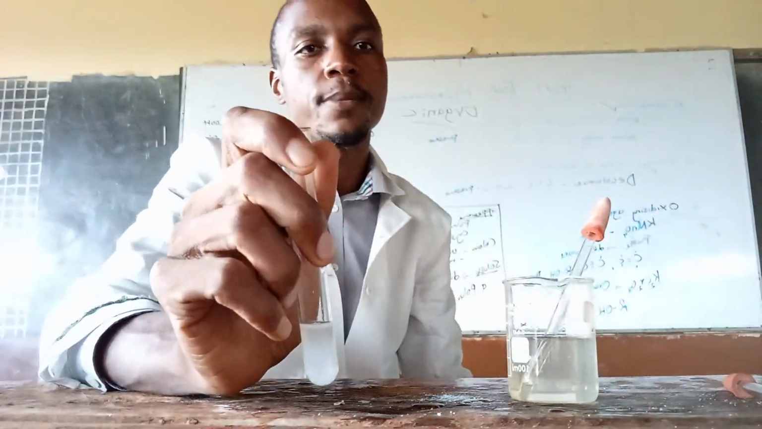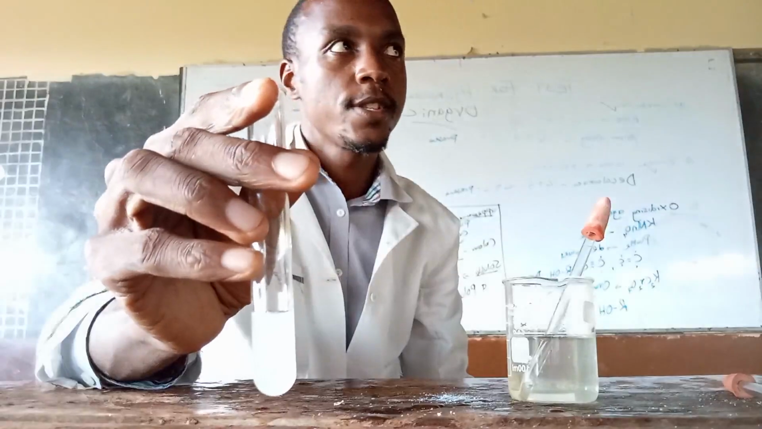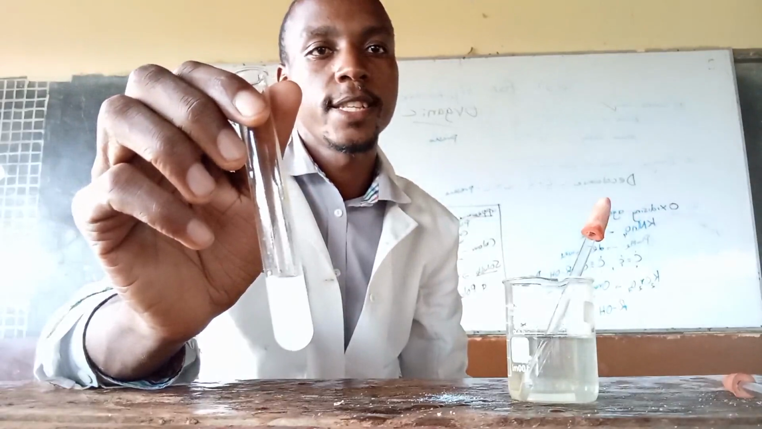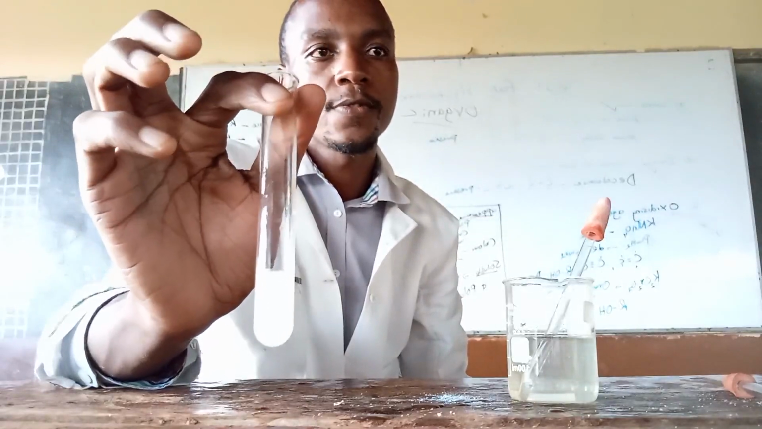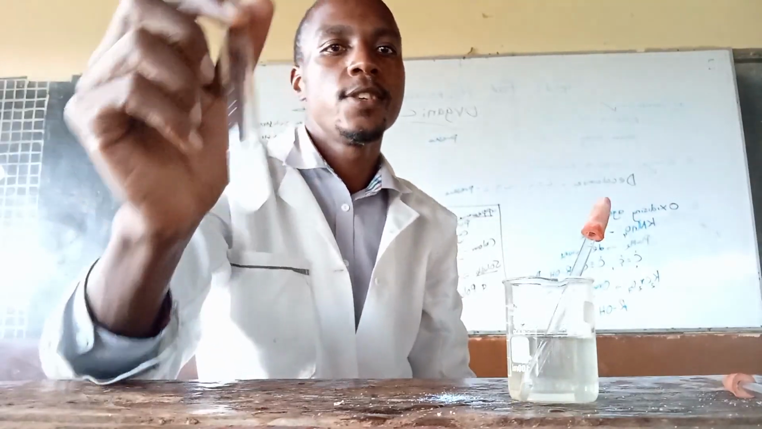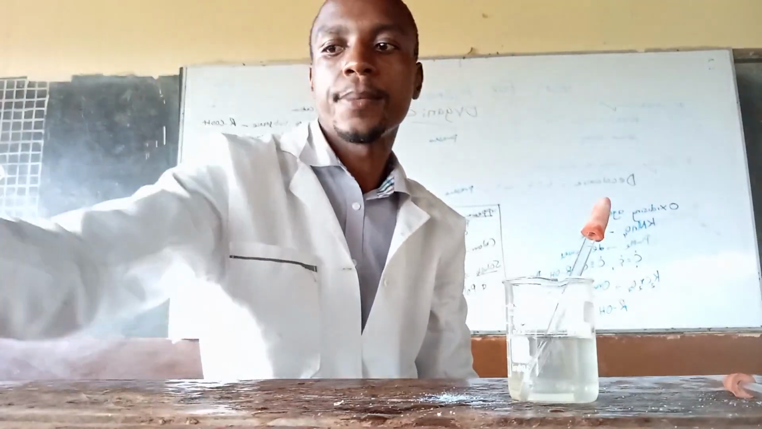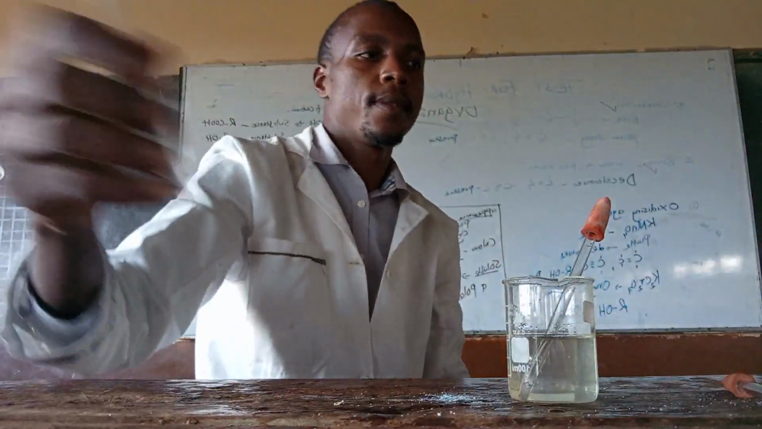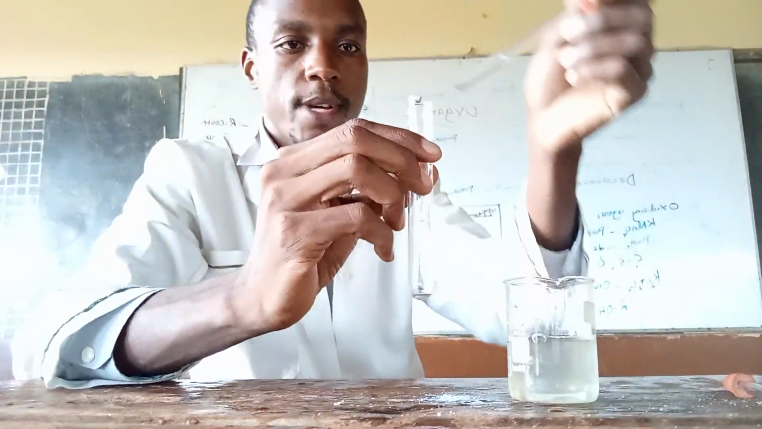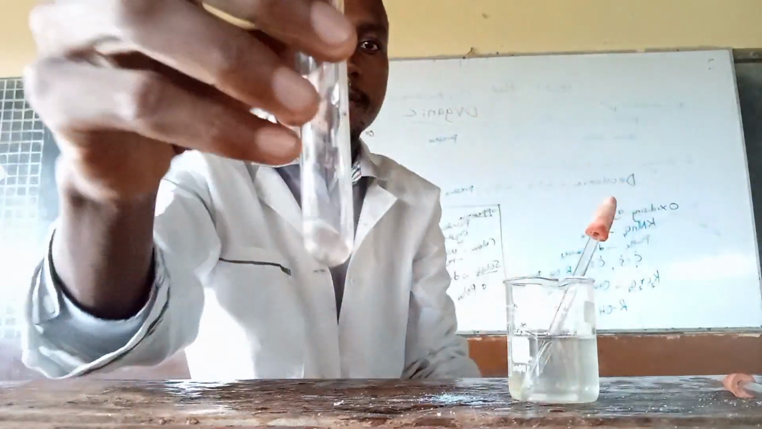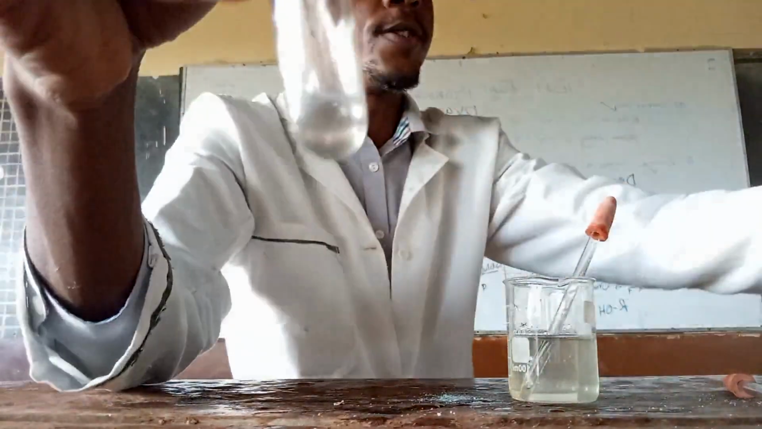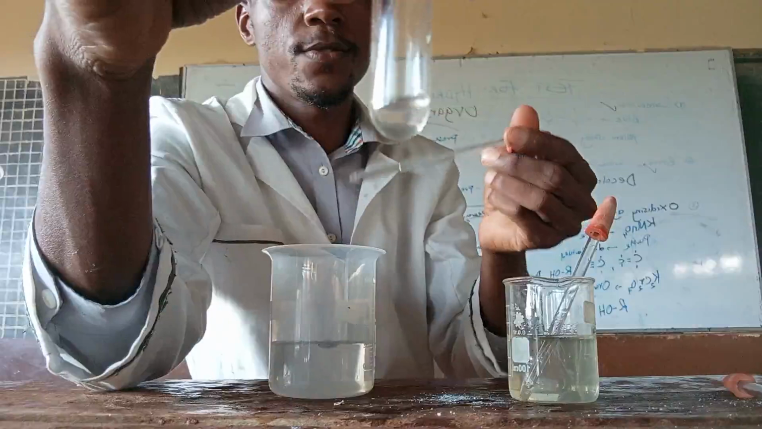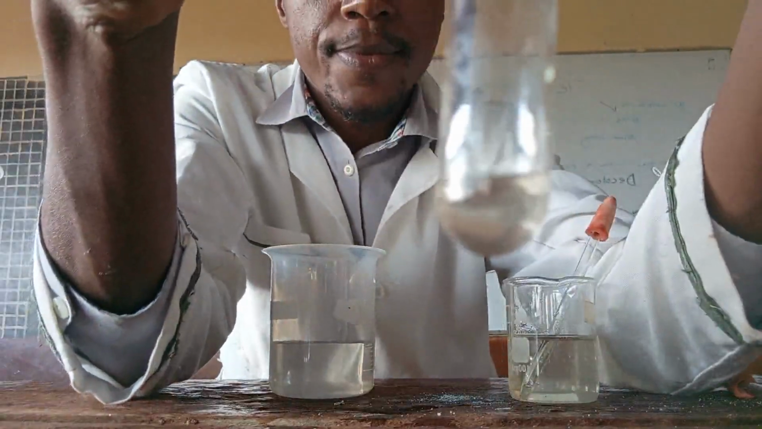What about in the same sample, where you are told to add ammonia till excess, a few drops of ammonia till excess? So I want to make my second sample. This is my second sample. I will now use ammonia, not sodium hydroxide, ammonia. So 3 drops of ammonia in here, 3 drops.